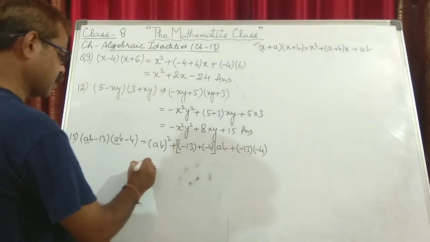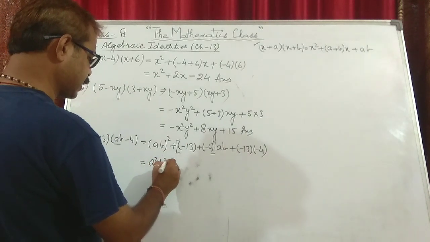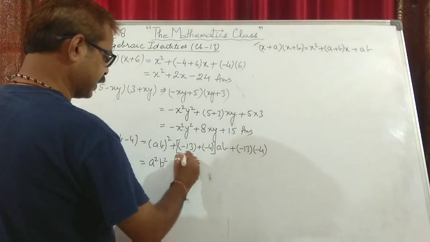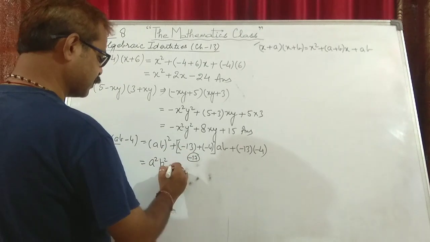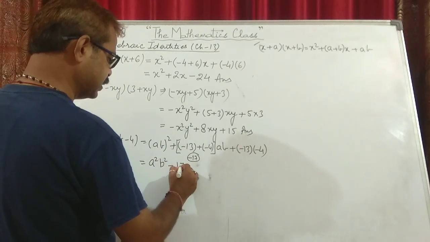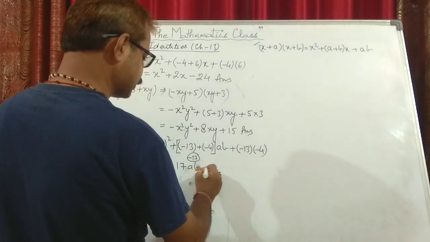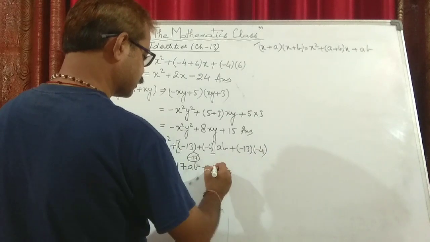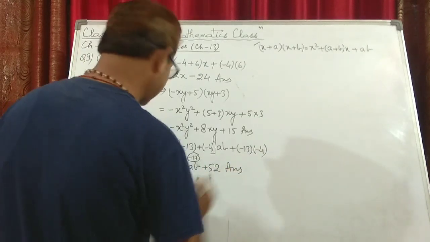When you solve it, (ab) whole square, you will get a square b square. Then 13 and 4 is 17, and both are negative, so we get −17. So −17 into plus will again become −17 times ab, and minus into minus is plus. 13 fours are 52. That is the final value.